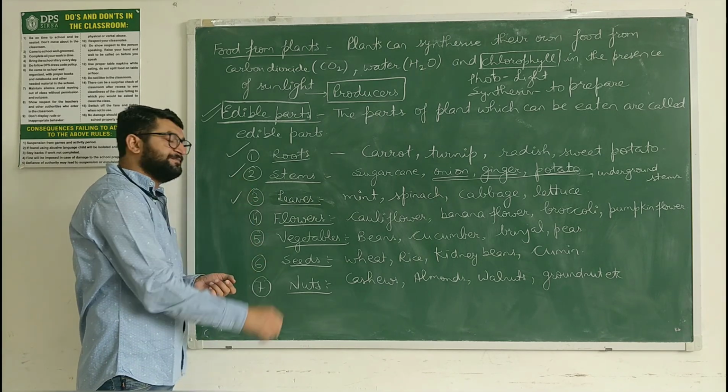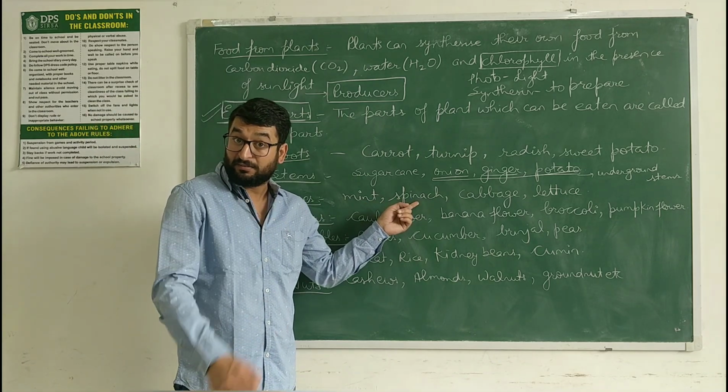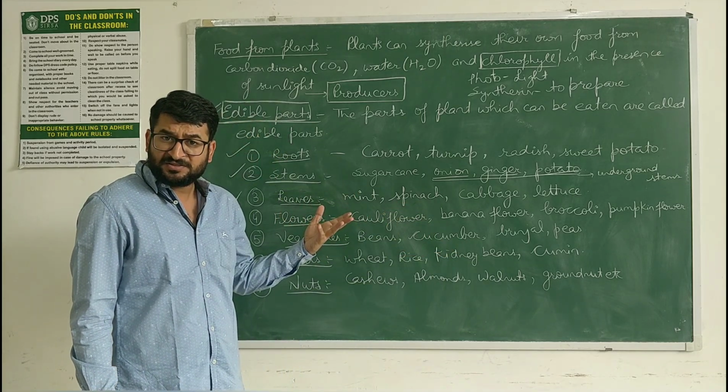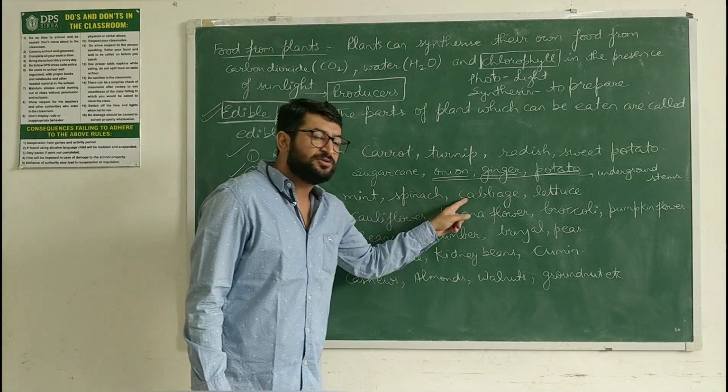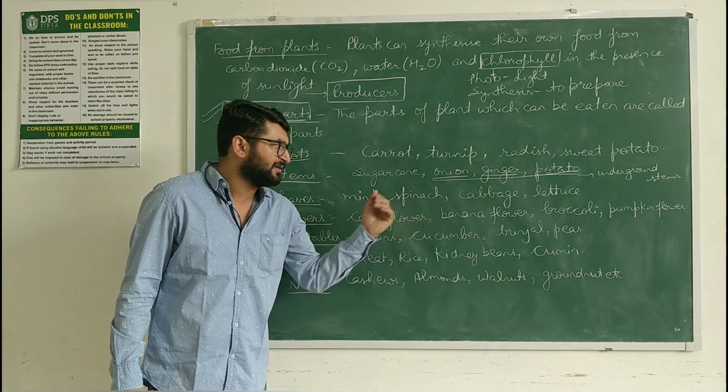Next, leaves. Palak, spinach, good in iron. We eat it. It's the leaves. Mustard leaves we eat. Sarson ka saag. Cabbage, patta gobi. Its name indicates beta. Patta means leaves. Patta gobi. We are eating it as a salad.